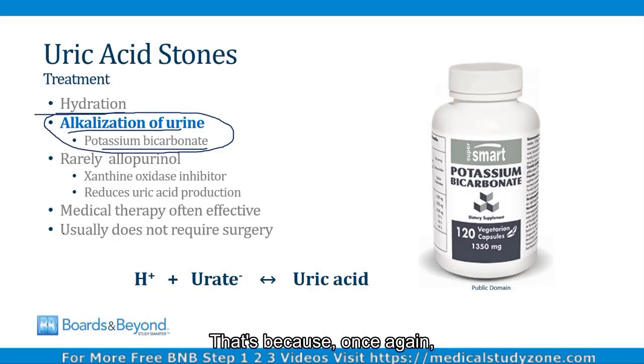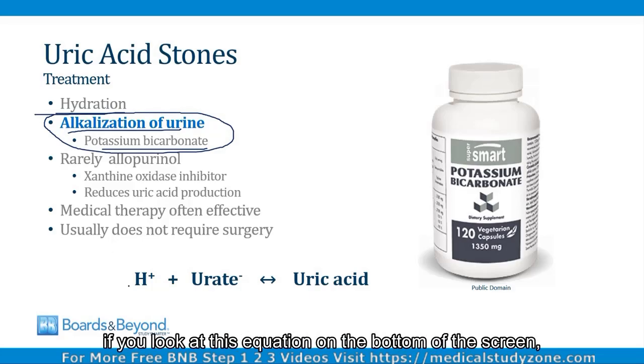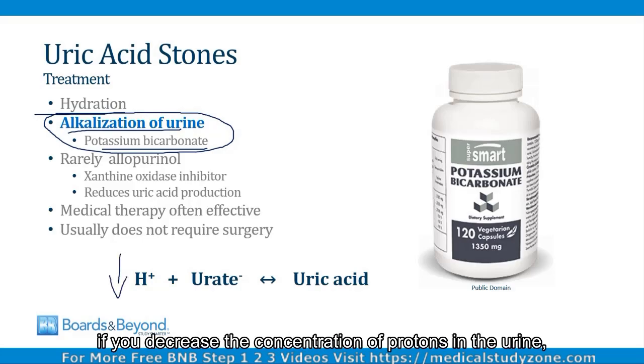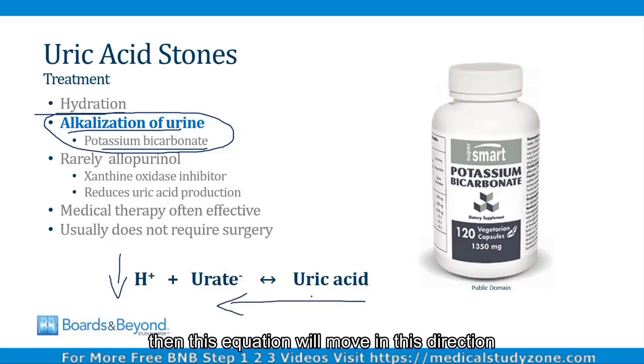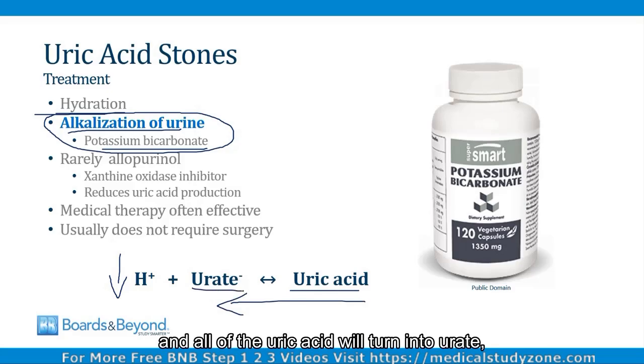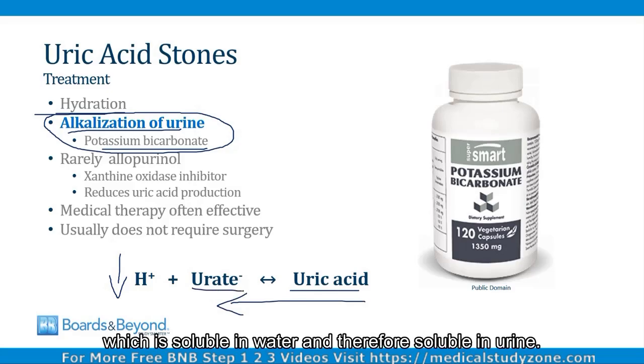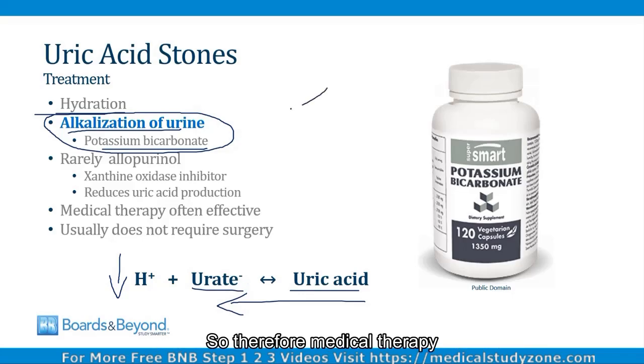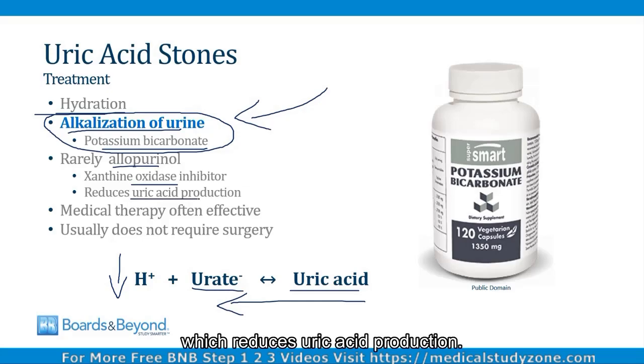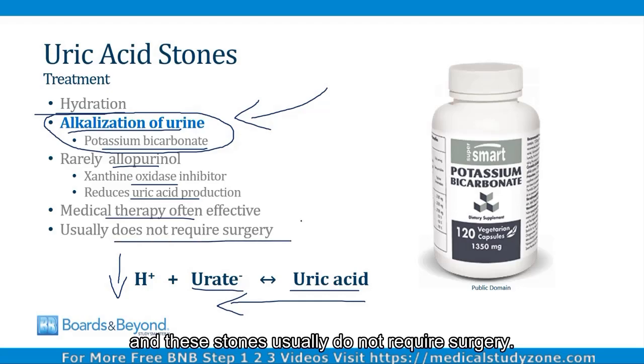That's because, once again, if you look at this equation on the bottom of the screen, if you decrease the concentration of protons in the urine, meaning if you make the urine alkaline, then this equation will move in this direction and all of the uric acid will turn into urate, which is soluble in water and therefore soluble in urine. So therefore, medical therapy with alkalinization of the urine usually treats uric acid stones. Rarely patients require allopurinol. It's a xanthine oxidase inhibitor, which reduces uric acid production. But once again, the key point to remember about these stones for your boards is that medical therapy is often effective and these stones usually do not require surgery.